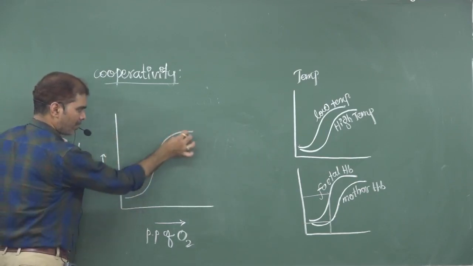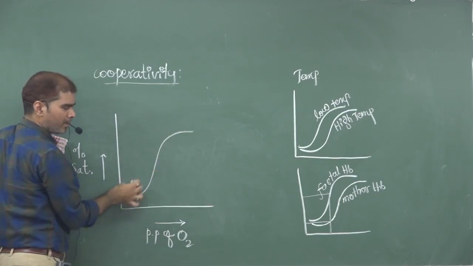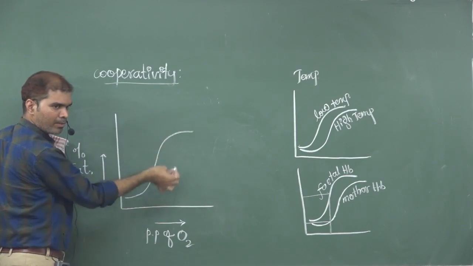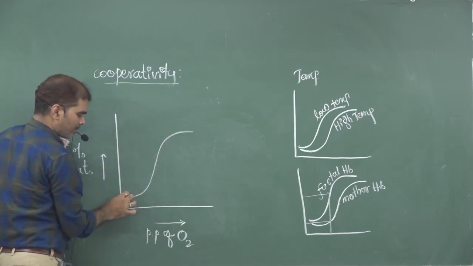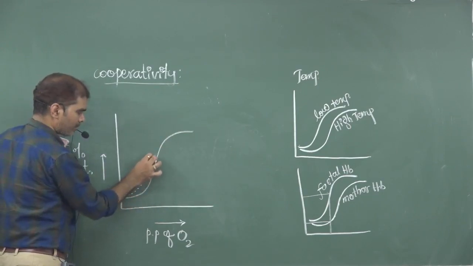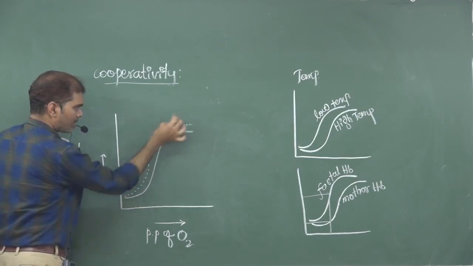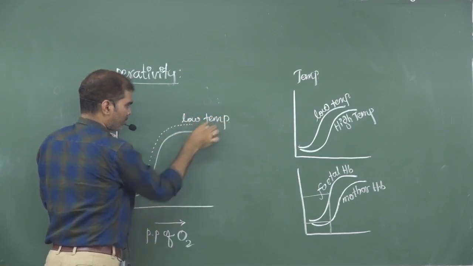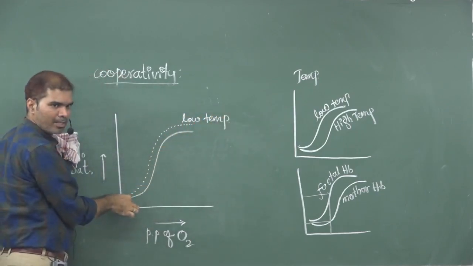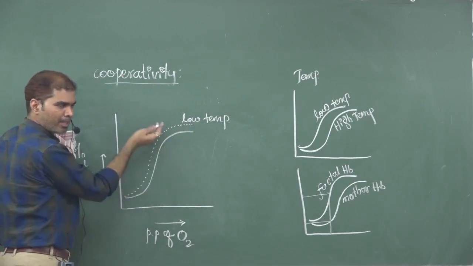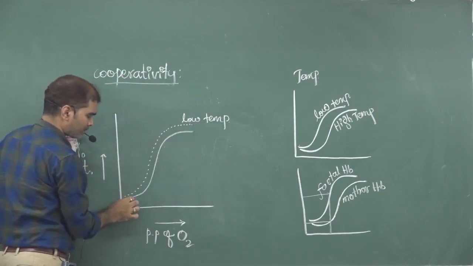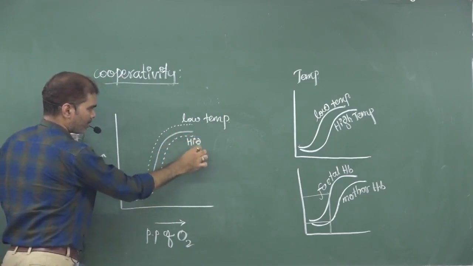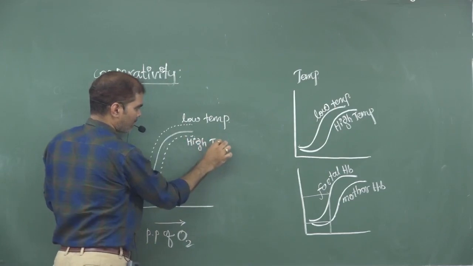Suppose this is my ideal hemoglobin graph, a sigmoidal curve. If I decrease temperature, where does the curve go? Up or down? Up. So I am just putting a dotted line. This dotted line represents low temperature. If I increase temperature, down. It means high temperature is below, low temperature is above the ideal curve.